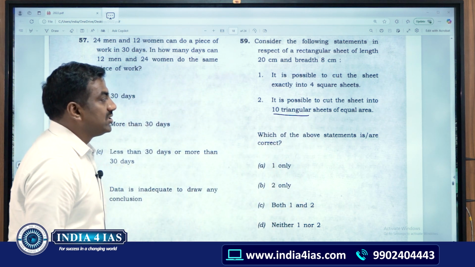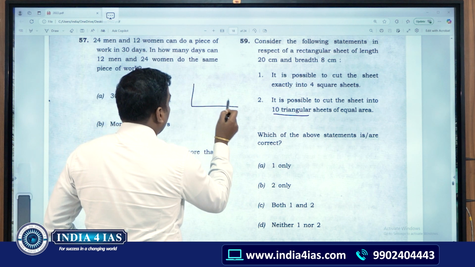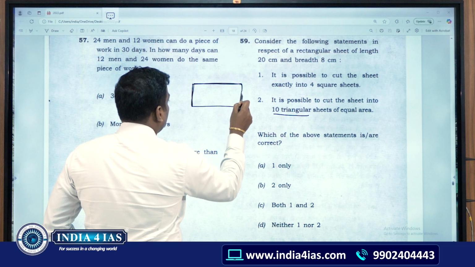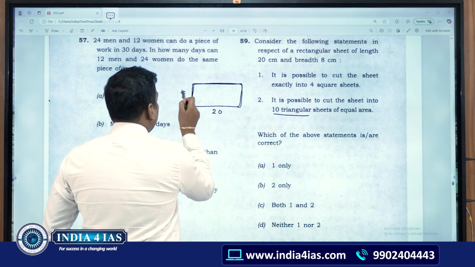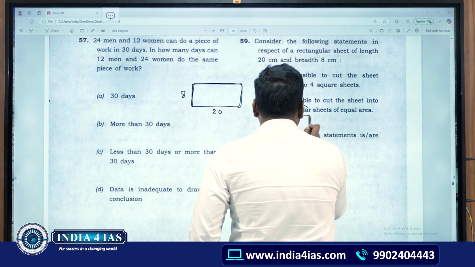10 triangular sheets of equal area. Anyways, we have 8 cross 20. So 20 here and 8 here. And we need 10 triangular sheets.